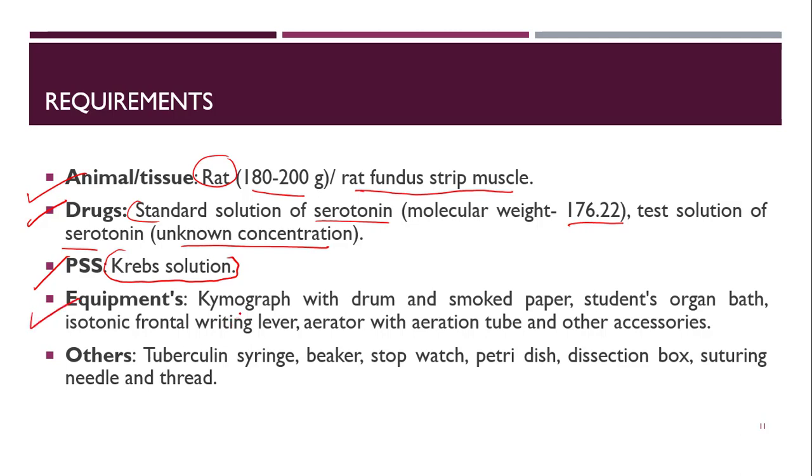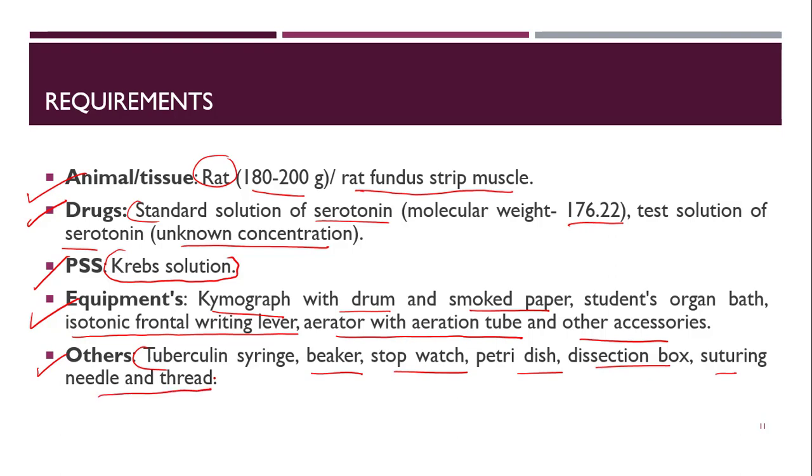Then equipment that we have to use: chymograph with drum, then smoke paper. In our case, we don't have to go for smoke paper. Instead of it, we can take white paper. Then student organ bath, isotonic frontal writing lever, then aerator with aeration tube, and other accessories. Other things that we have to take are tuberculin syringe, beaker, stopwatch, petri dish, dissection box, and suturing needle and thread.